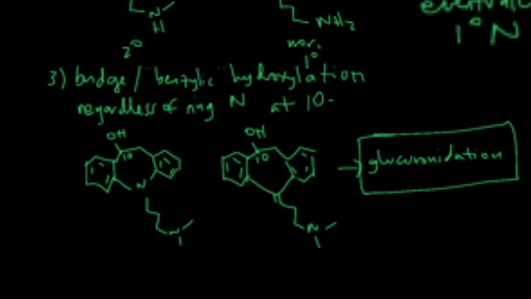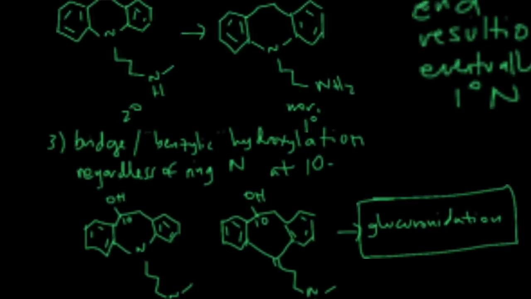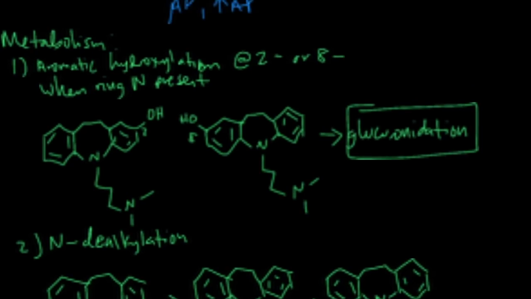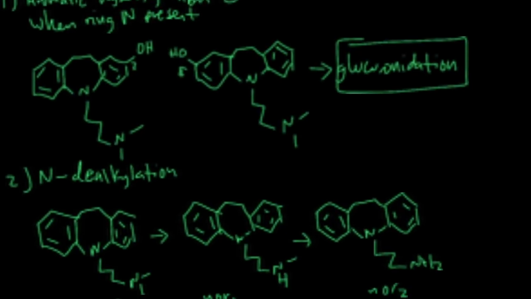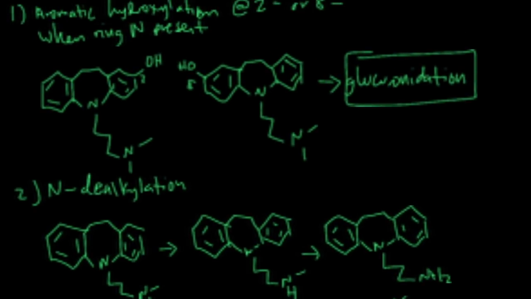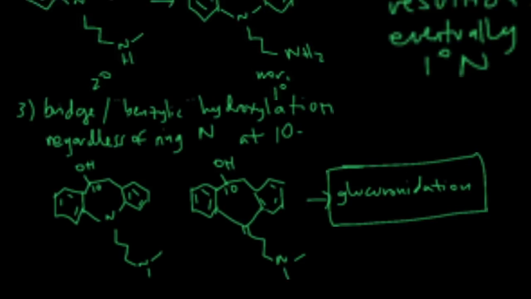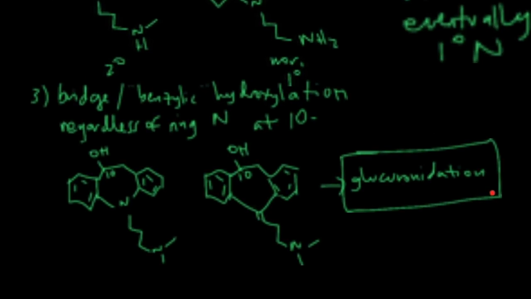For example, in this left ring you have a nitrogen here and you have hydroxylation at the 10 position. However, this ring has no nitrogen in the middle, but you can still get hydroxylation at the 10 position. Therefore, 10 position hydroxylation can occur regardless of whether there's a middle nitrogen ring, in contrast to 2 position hydroxylation and 8 position hydroxylation, which require a ring nitrogen in the middle ring. And either hydroxylation pathway leads to glucuronidation, then excretion. So 10 position hydroxylation also leads to glucuronidation.